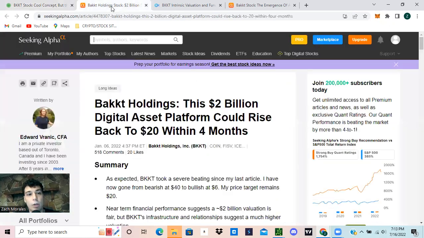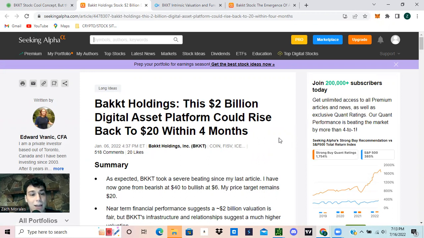We can go ahead and look at this article that was written on January 6, 2022. Super bullish article. It says this $2 billion digital asset platform could rise back to $20 within 4 months. It's now been 6 months and it has definitely not gone back up to $20.